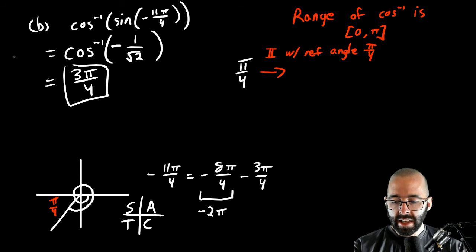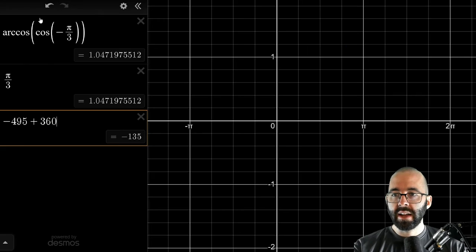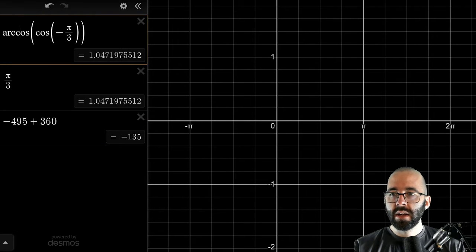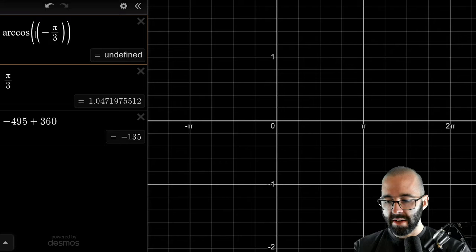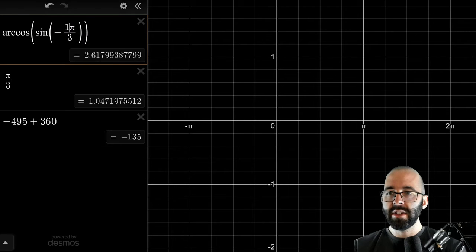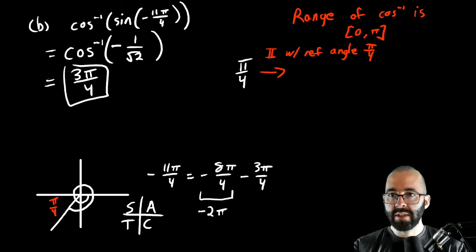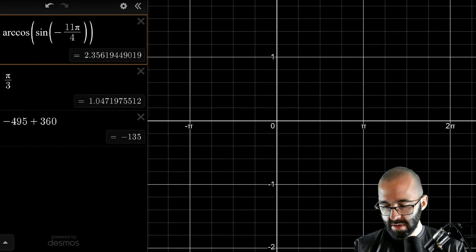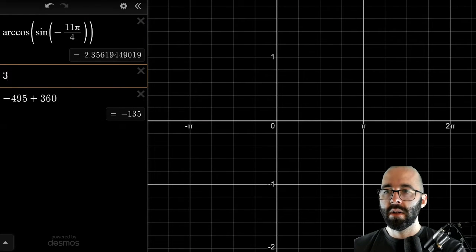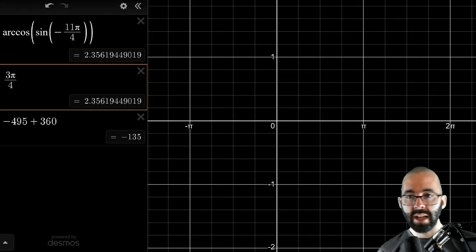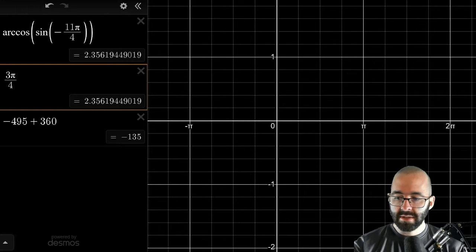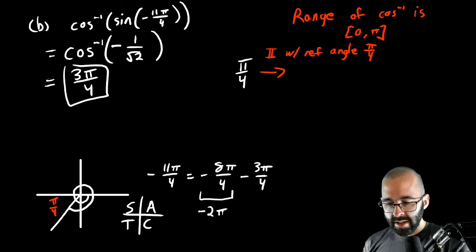Check your answers. Inverse cosine of the sine of negative 11 pi divided by 4. Let's make sure I typed it in correctly. Inverse cosine of sine of negative 11 pi over 4 should equal 3 pi over 4. Good. They equal. All right. Check your answers. Get good quiz points.